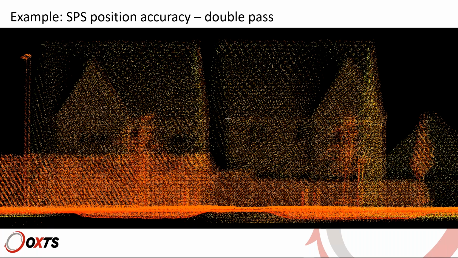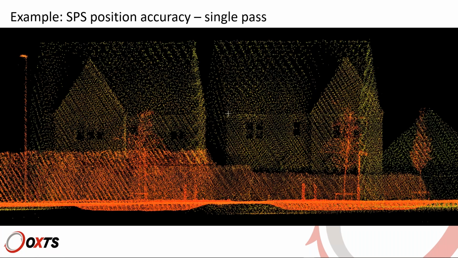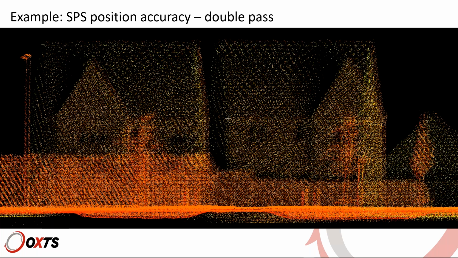So on 2 sides of the road. And as you can see, the image is blurred. And if you look at the lamppost on the left, you can see 2 of them, whilst obviously there was only 1 lamppost. You can compare this with the result of a single pass in SPS mode. So as you see, because the position accuracy is not ideal, it is difficult to put together the 2 scans. They will not overlap because of the inaccurate position.